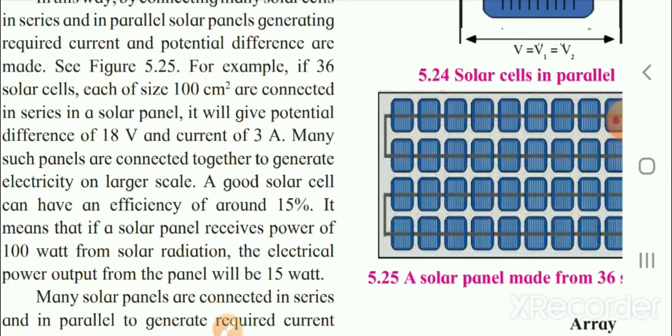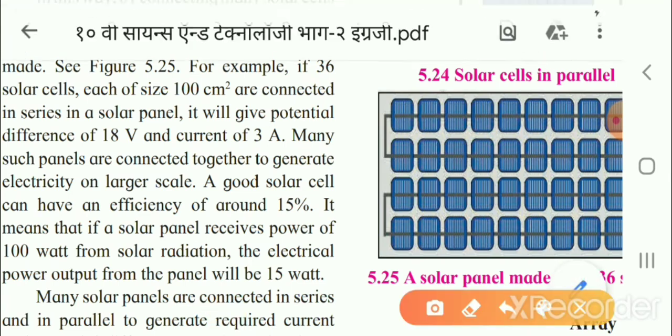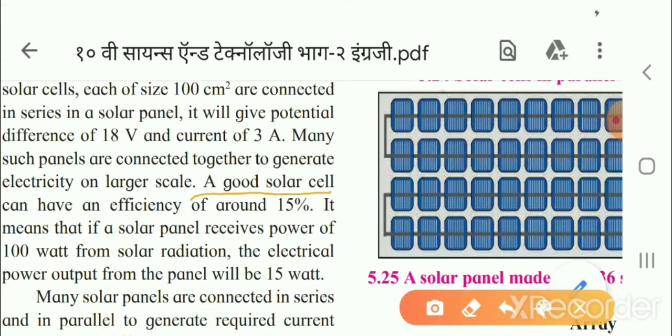A good solar cell can have an efficiency of around 15%. How much, children? A good solar cell can have an efficiency of 15%. It means that if a solar panel receives power of 100 watt from solar radiation, the electrical power output from the panel will be 15 watt. So this point you have to learn.